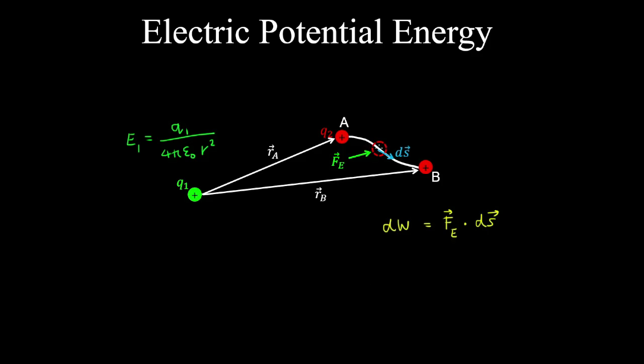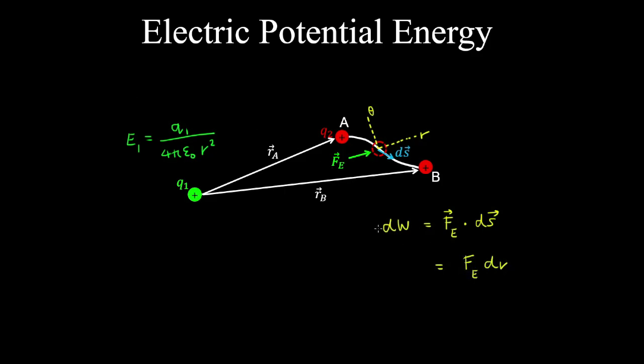This electric force always acts in a radial direction, so it points radially out from charge Q1. If we consider this here as our direction theta, given that the electric force acts in a radial direction, then we can rewrite this dot product as Fe dr.